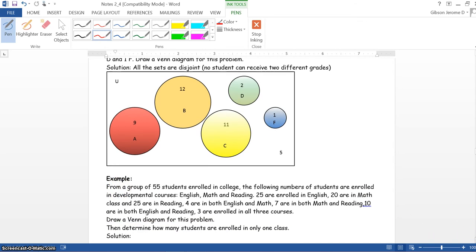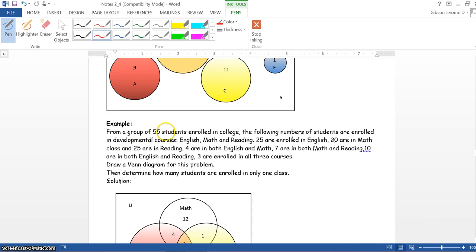The next example says, from a group of 55 students enrolled in college, the following numbers of students are enrolled in developmental courses: English, math, and reading. 25 are enrolled in English, 20 are in math, and 25 are in reading. 4 are in both English and math. 7 are in both math and reading. 10 are in both English and reading, and 3 are enrolled in all 3 courses. Now we want to draw a Venn diagram for this problem, then determine how many students are enrolled in only one class.